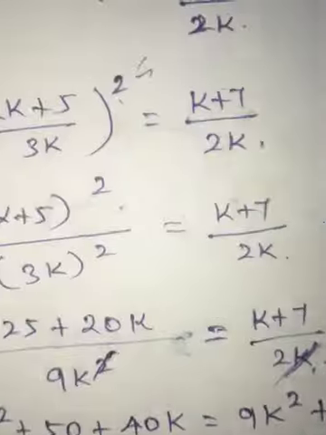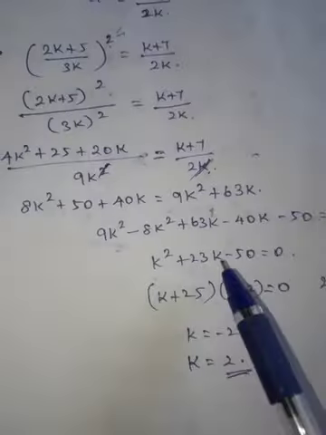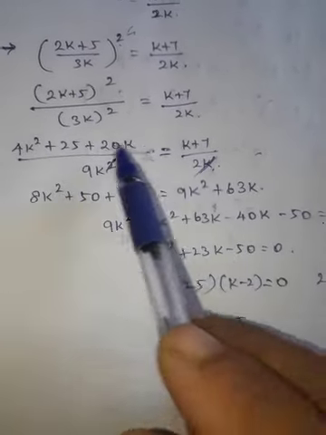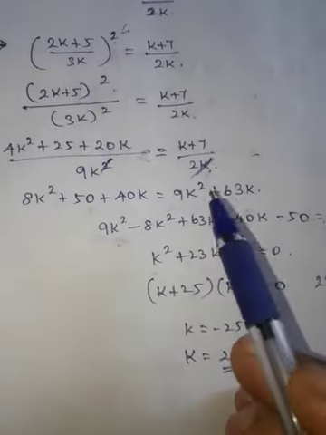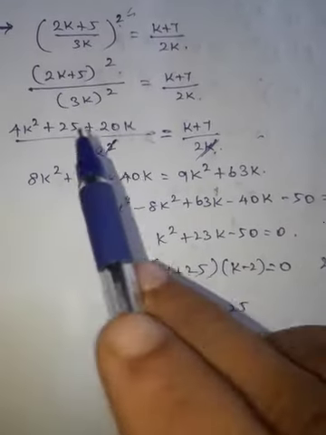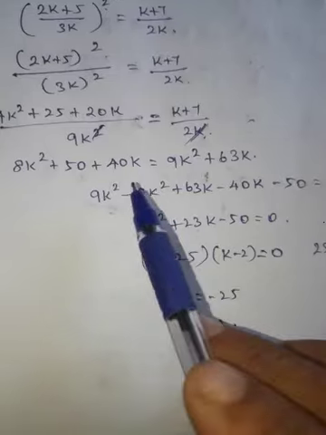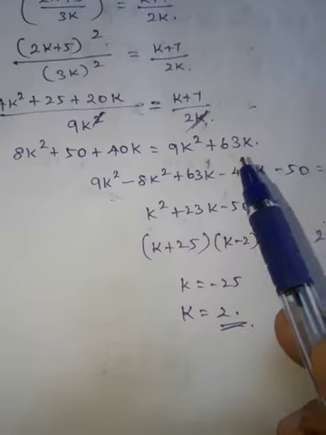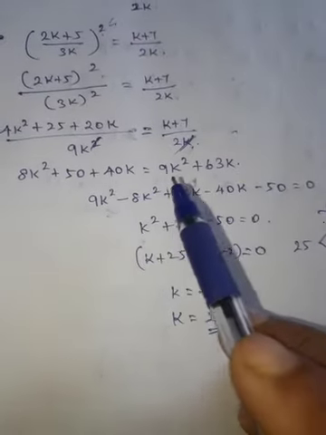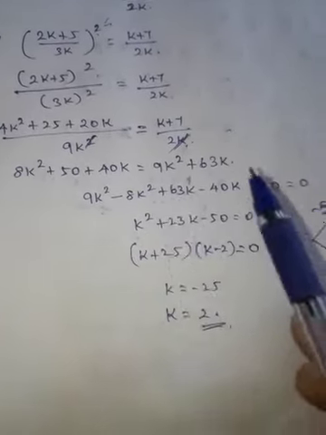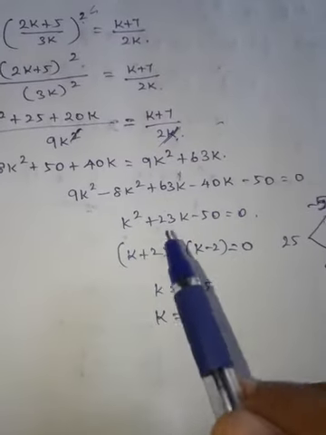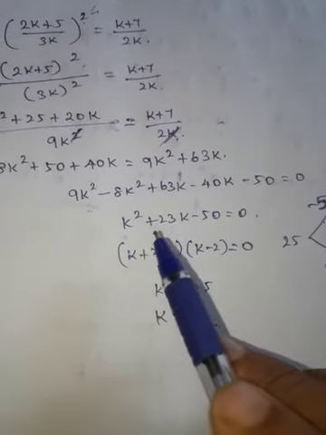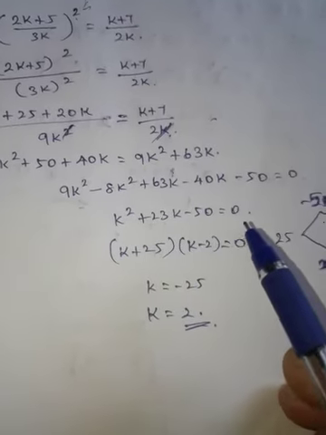Then this 2 multiply in the left hand side. 2 4s are 8k square, 2 25s are 50, 2 20s are 40k, equal to 9k square, 9k into 7, 9 into 7 is 63k. If we arrange all the values on the right hand side, we get the quadratic form k square plus 23k minus 50 equal to 0.